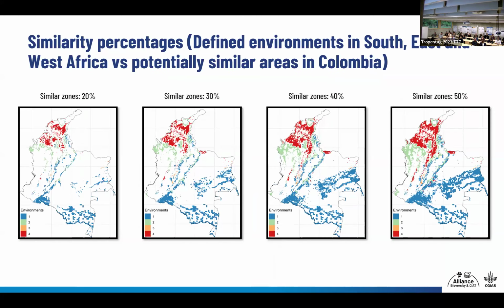And finally, we looked at the similarity percentages. Here we can find that there are a lot of pixels mapped by the model to the different clusters. But this resolution is quite broad, so we wanted to refine it.